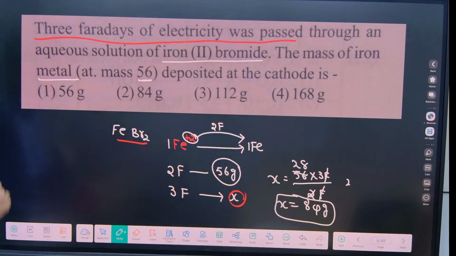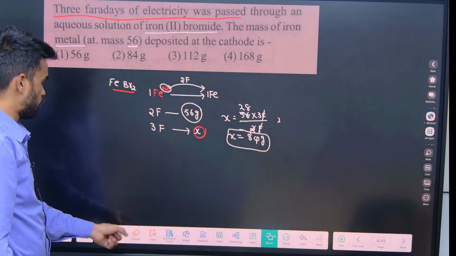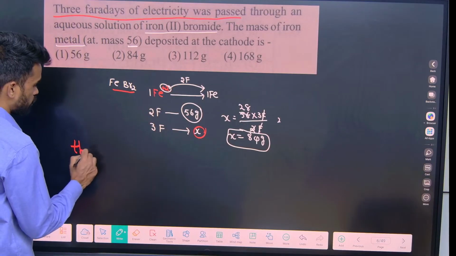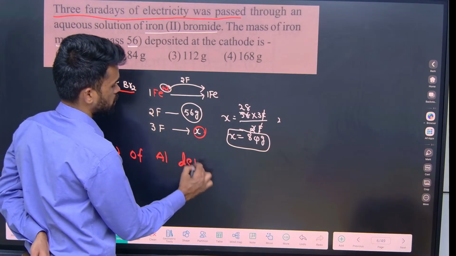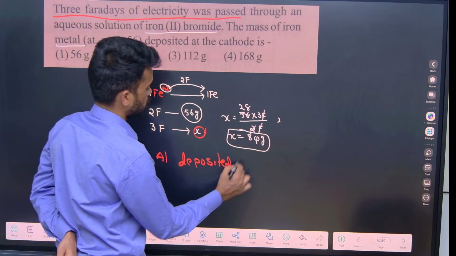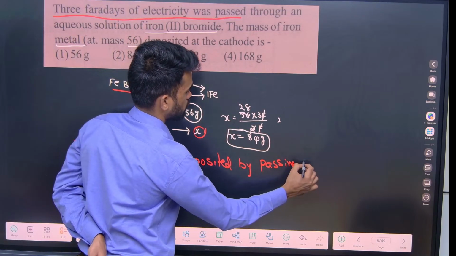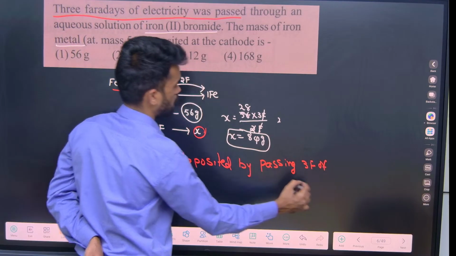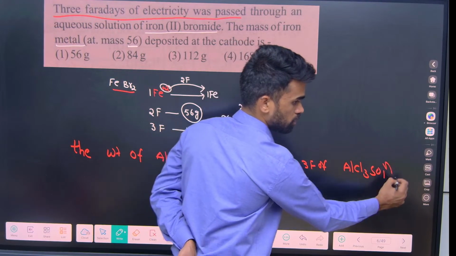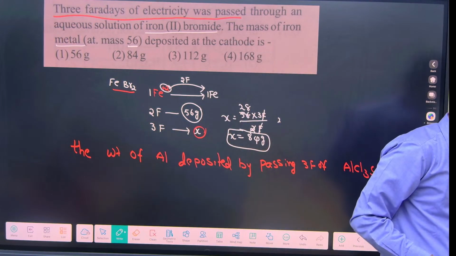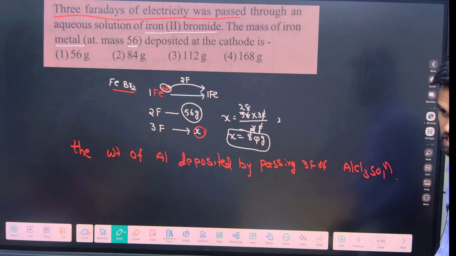Okay, now tell me one more question here. The weight of aluminium deposited by passing 3 Faradays of electricity through AlCl3 solution. Tell me, what's your answer for this? 27. How easy it is?